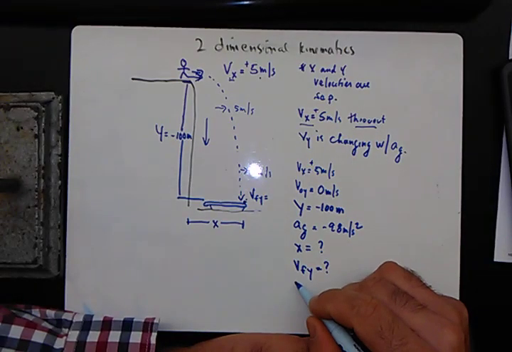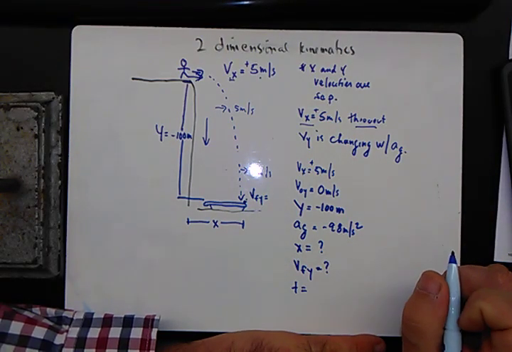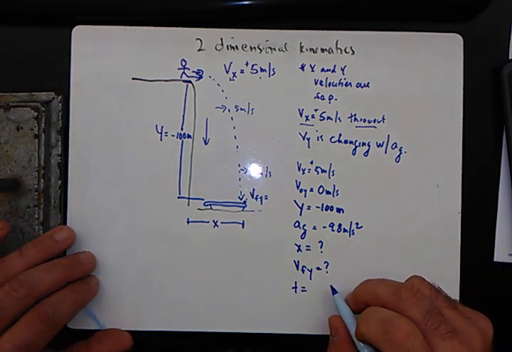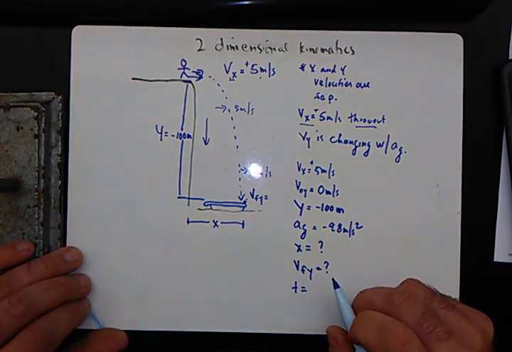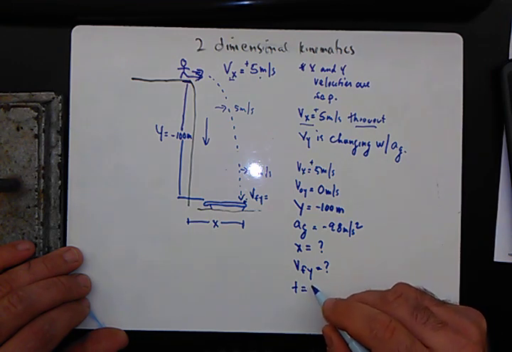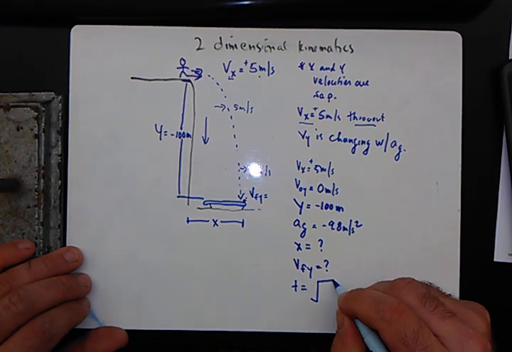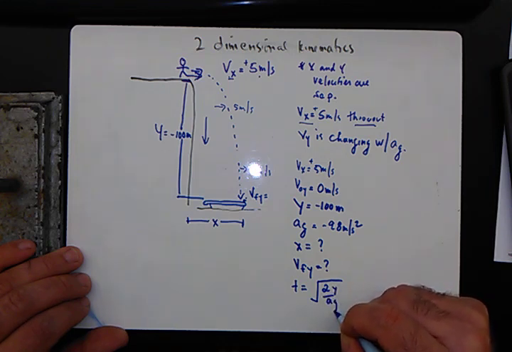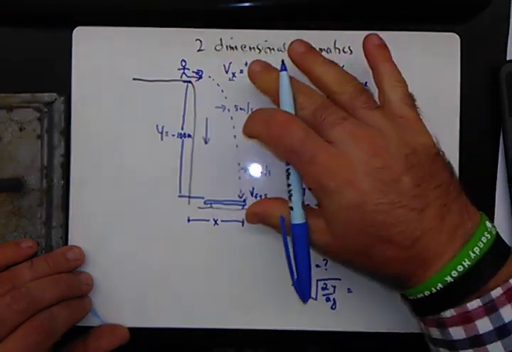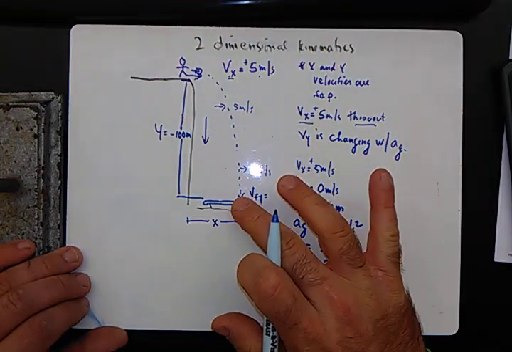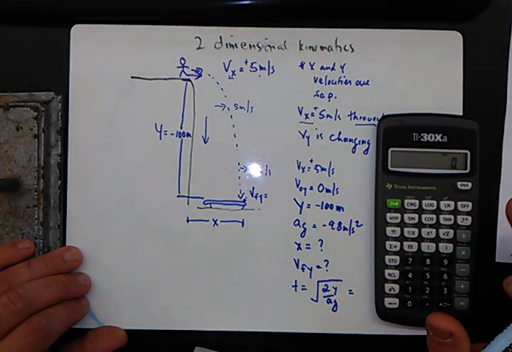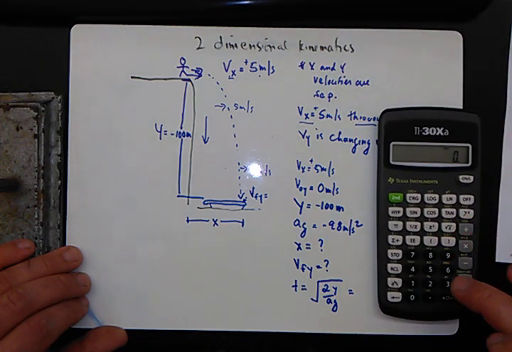So I'm always going to look for the time first. If I look at my kinematics formulas, without an initial y velocity, the time that it takes is equal to the square root of 2 times the displacement over the acceleration of gravity. So let's figure out how long this fella takes to hit the trampoline here.